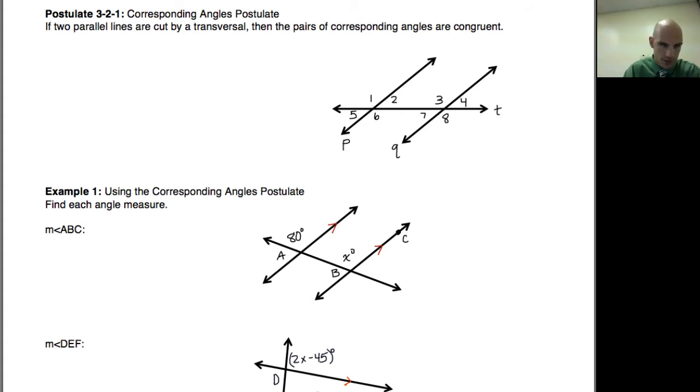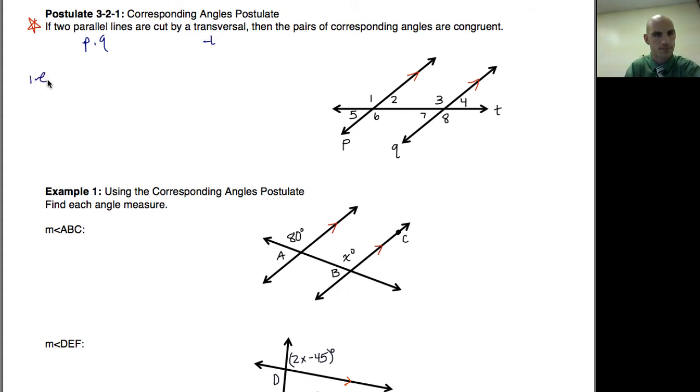What I haven't told you is that these two lines are parallel, and that's one of the contingencies of this conditional statement. If two parallel lines are cut by a transversal, then the pairs of corresponding angles are congruent. So, parallel lines P and Q, cut by a transversal T, corresponding angles are congruent. The beauty of corresponding angles is that everything corresponds to something.